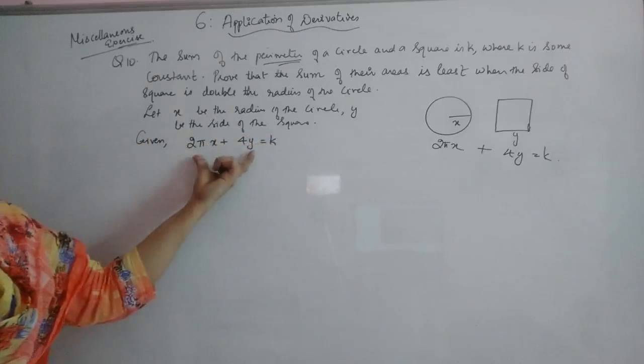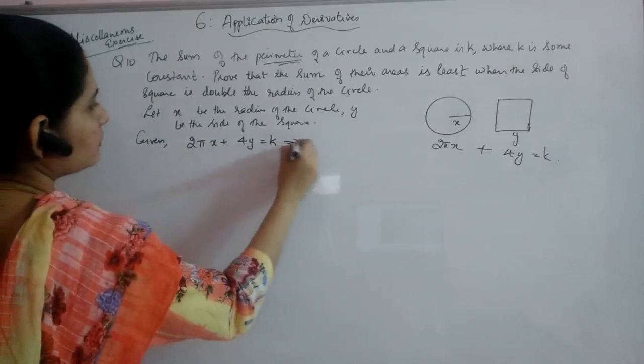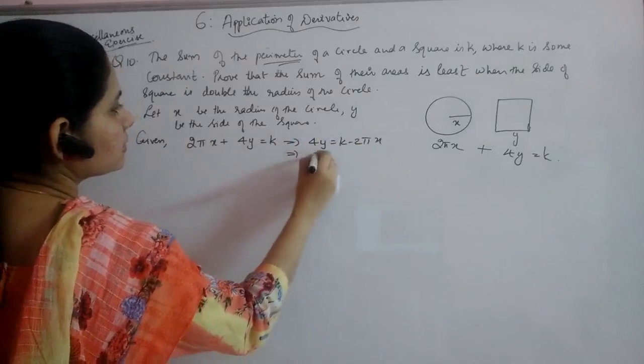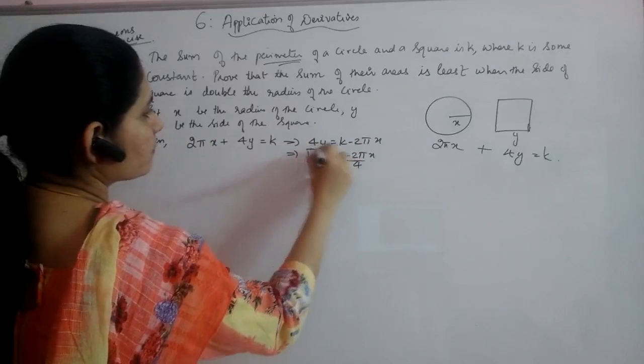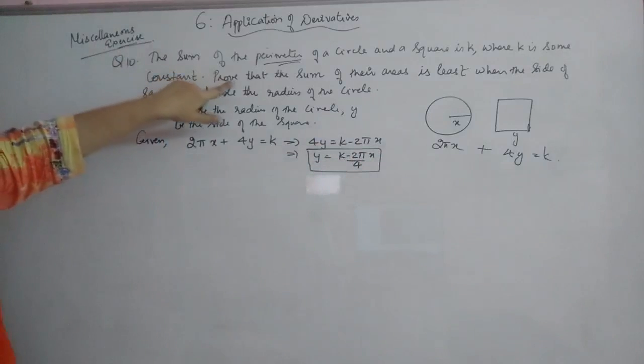And this will help you to find out one of the variables to eliminate the other one. So 4y is equal to k minus 2 pi x, or y is equal to (k minus 2 pi x) by 4. So this is what your y is. Now we will go for what is asked.